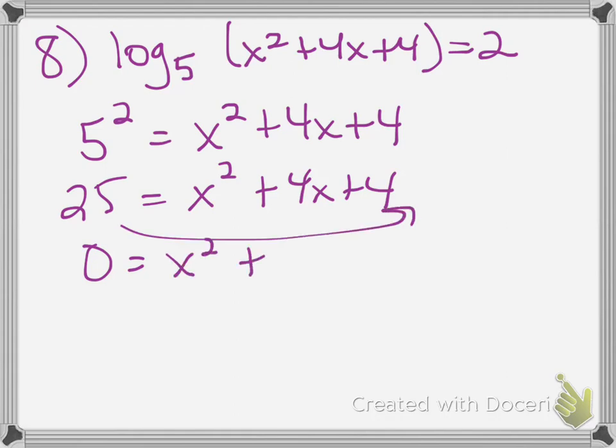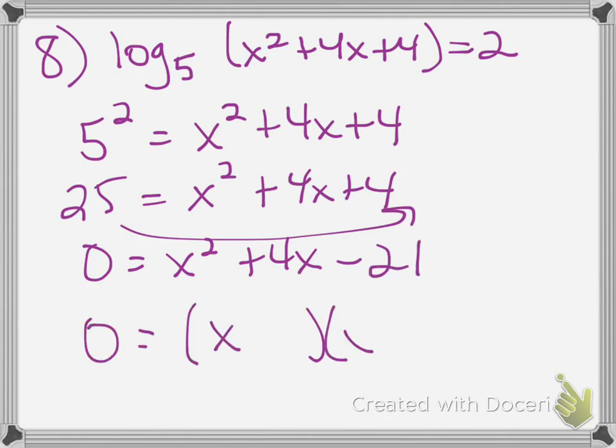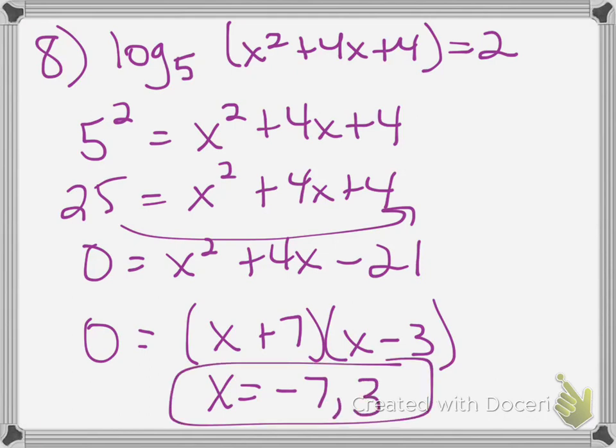So I get x squared plus 4x minus 21. I'm going to do my x method to factor, and I get x plus 7 and x minus 3. So therefore, x is going to equal negative 7 and positive 3. So you can have more than one answer. That's okay to have. Moving on to number 9.